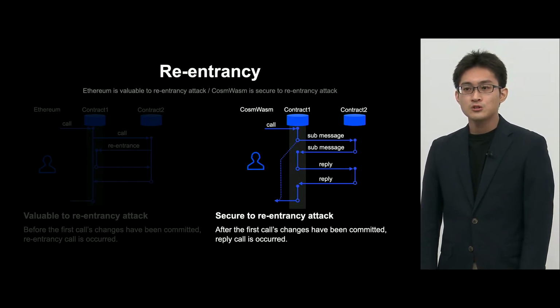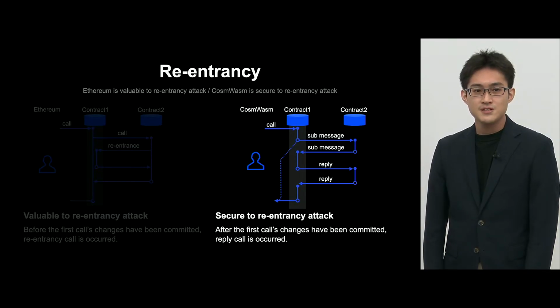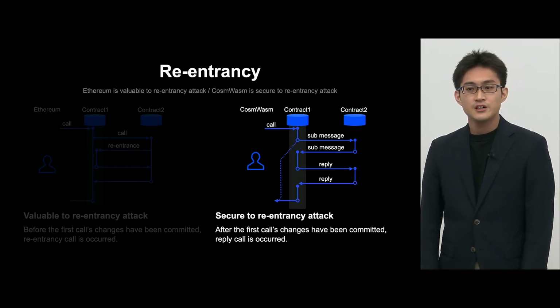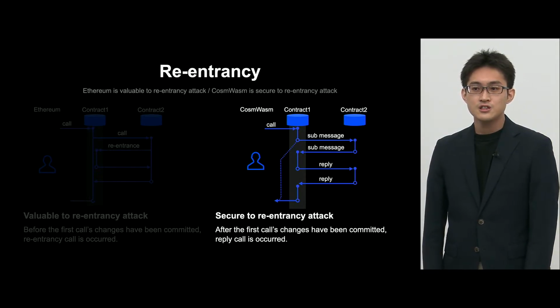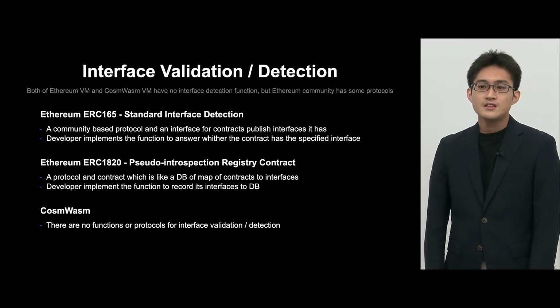In CosmWasm, when you call other contracts, you have to complete your execution and then call again as a submessage. This diagram shows that no two read and write authorities simultaneously have that authority. So this will prevent reentrancy.